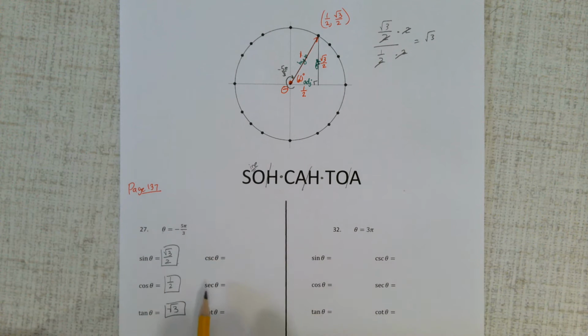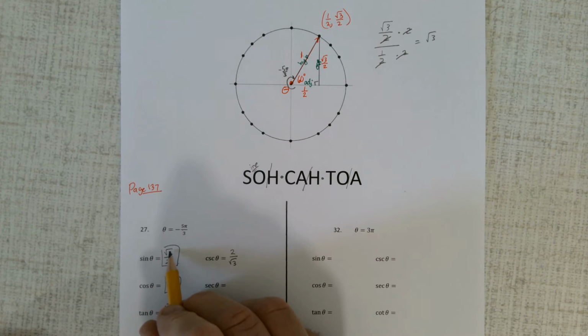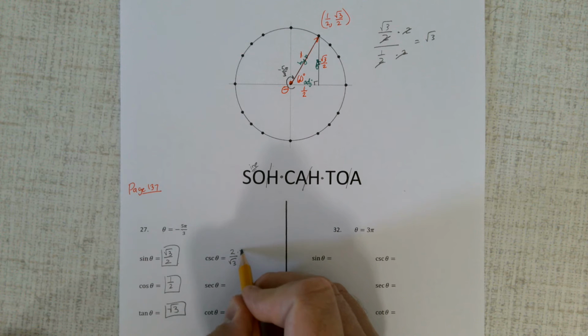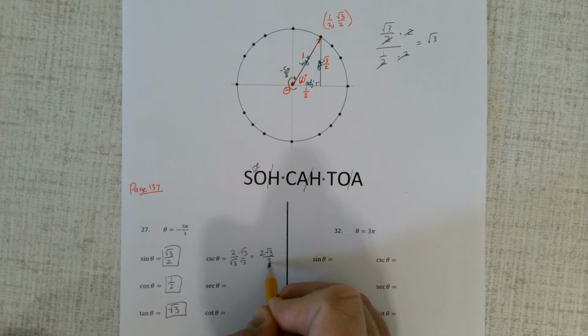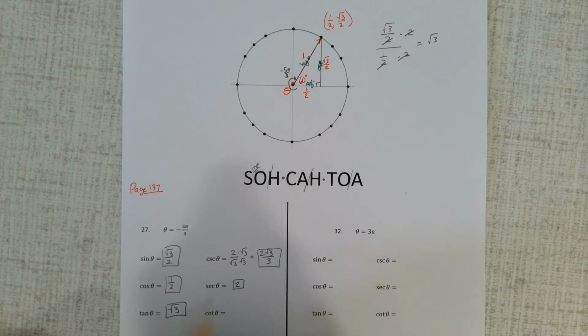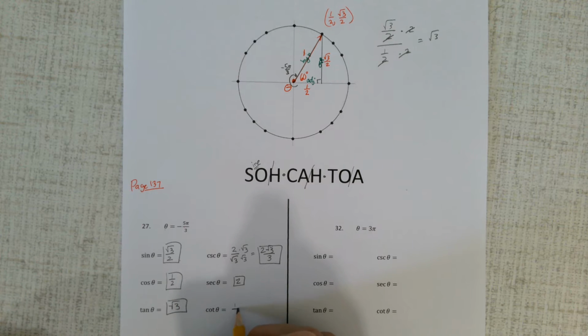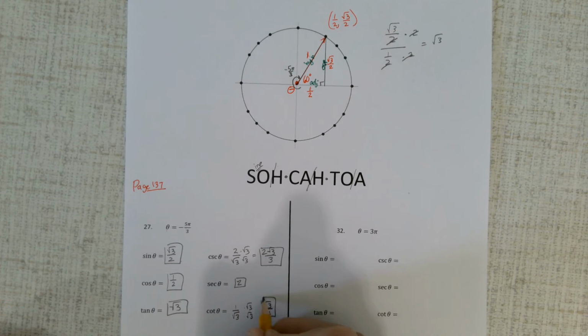Now to find the other 3, all we do is take the reciprocal. We reverse it. Root 3 over 2 is 2 over root 3. Multiply by root 3, and we have 2 root 3 over 3. Reverse this one, we have 2 over 1, which is just 2. Reverse this one, we have 1 over root 3. Multiply it, it is root 3 over 3.